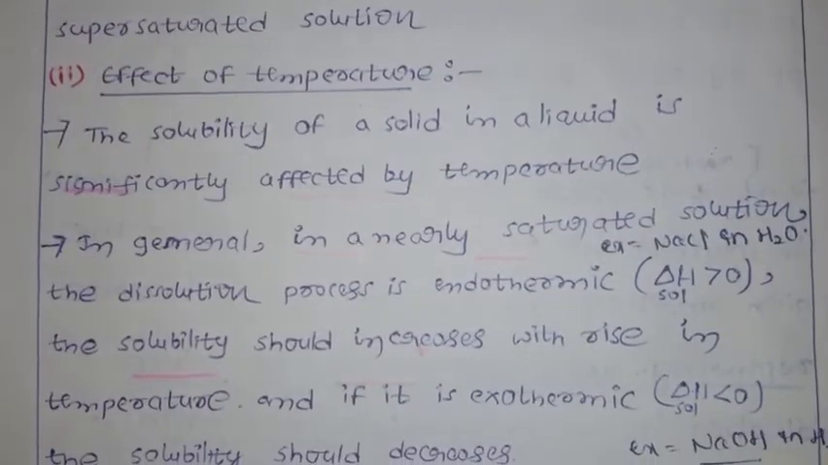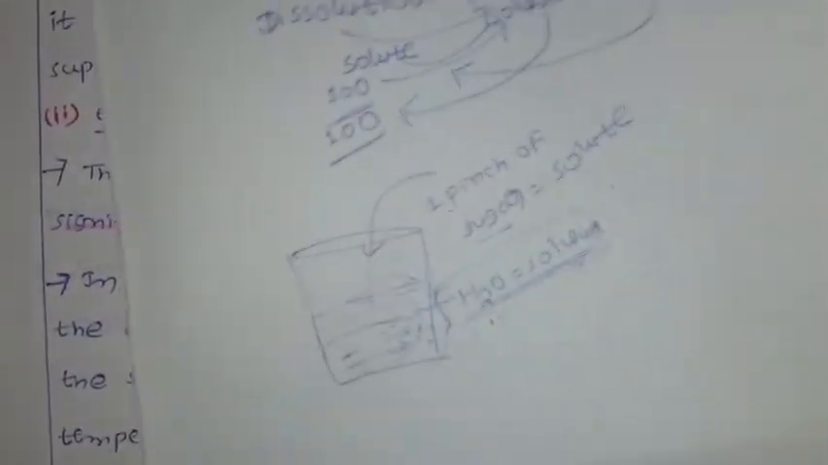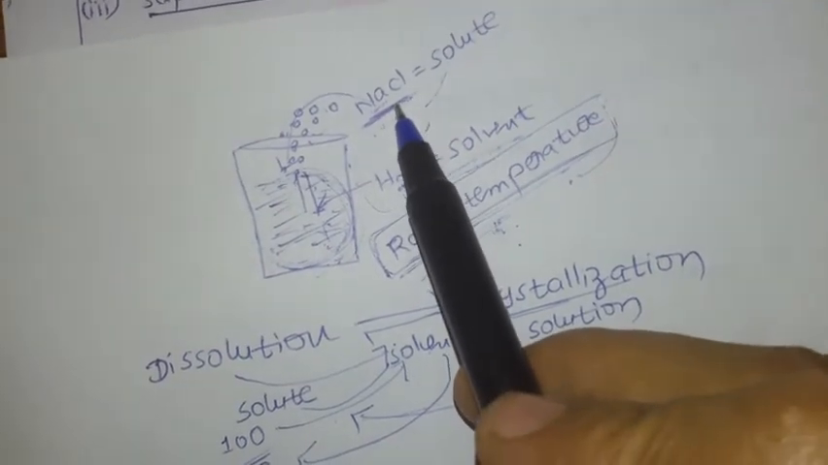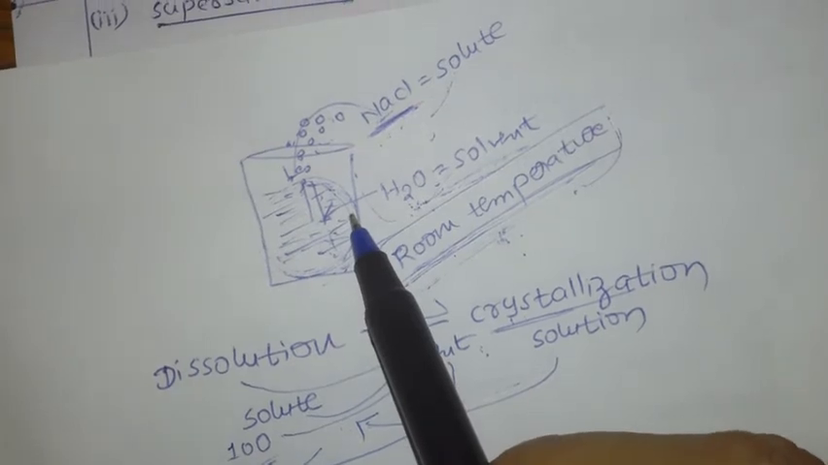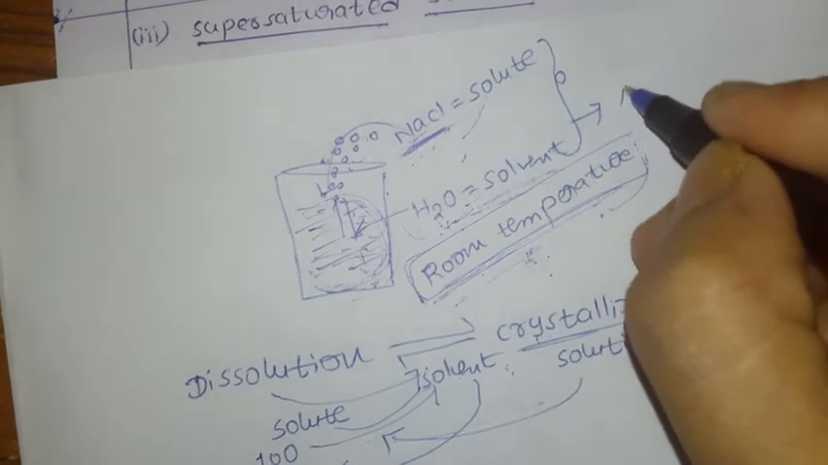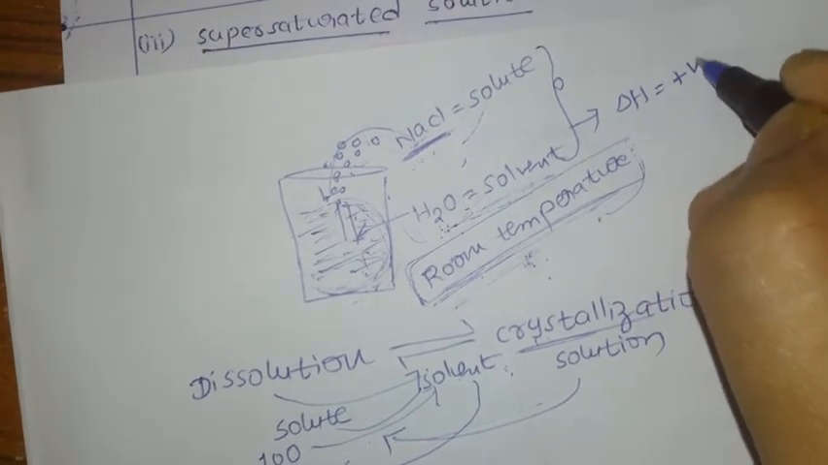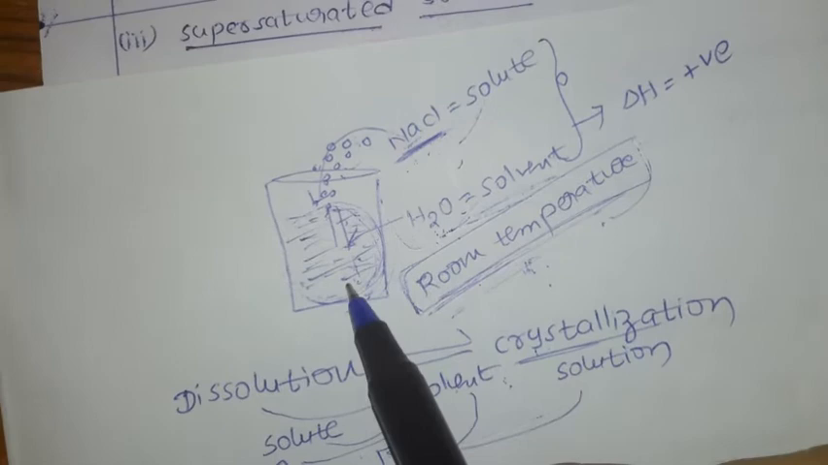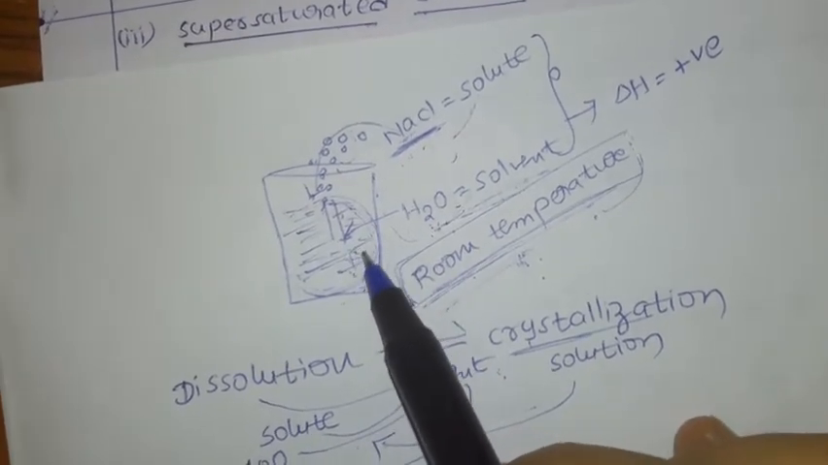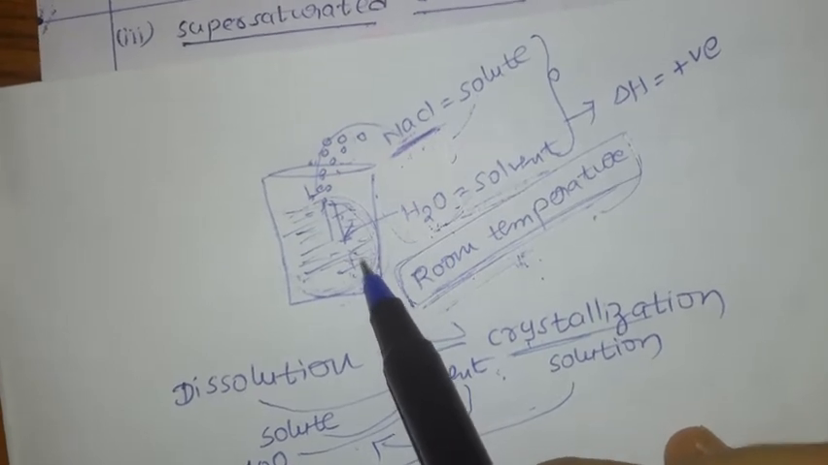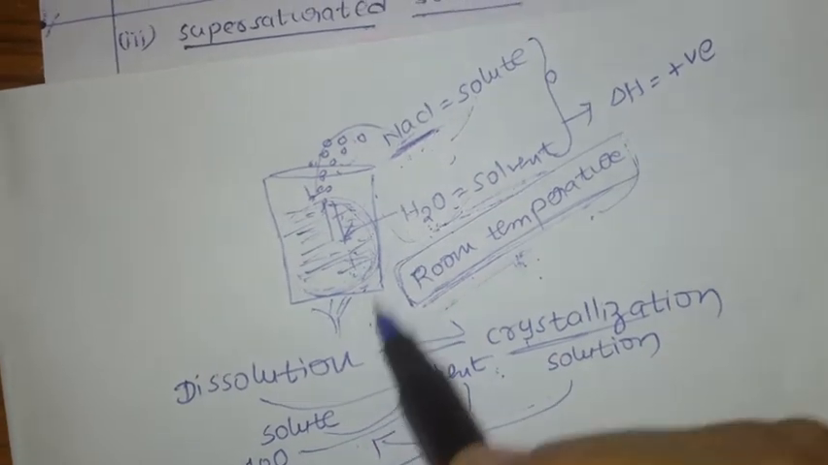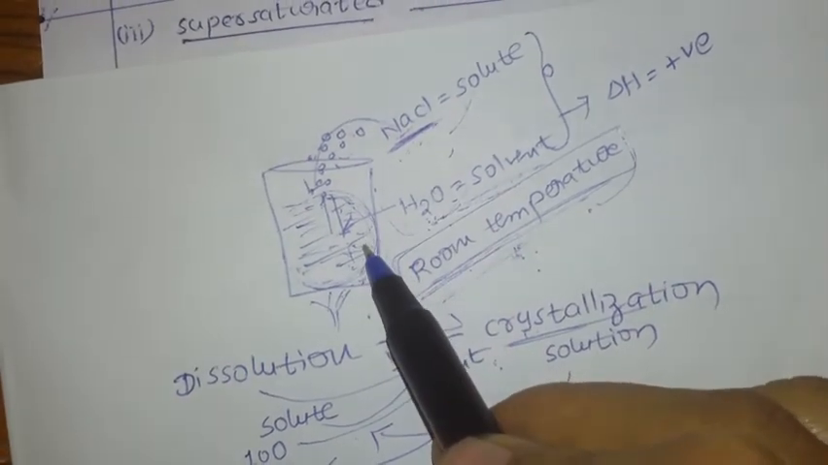What is the meaning of this? For example, if you take a saturated solution of sodium chloride, here you are adding solid to water in sufficient amount. The addition of sodium chloride to water is an example of an endothermic reaction, that is, delta H is positive. For this reaction we need heat, so it takes in heat. If you increase the temperature, the solubility increases, meaning sodium chloride can be easily dissolved in water.